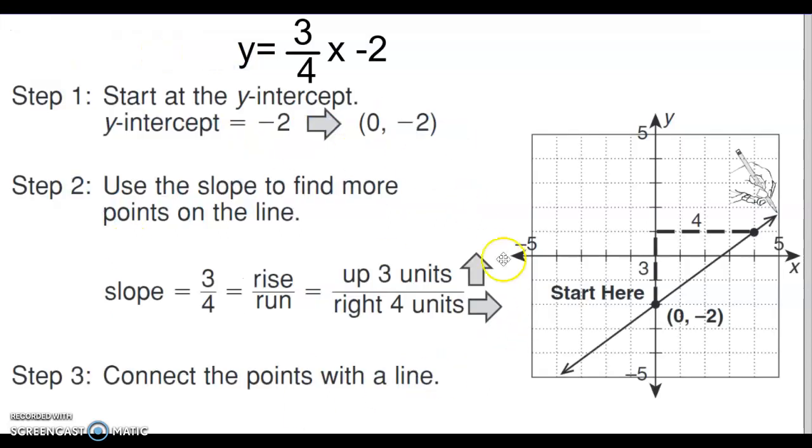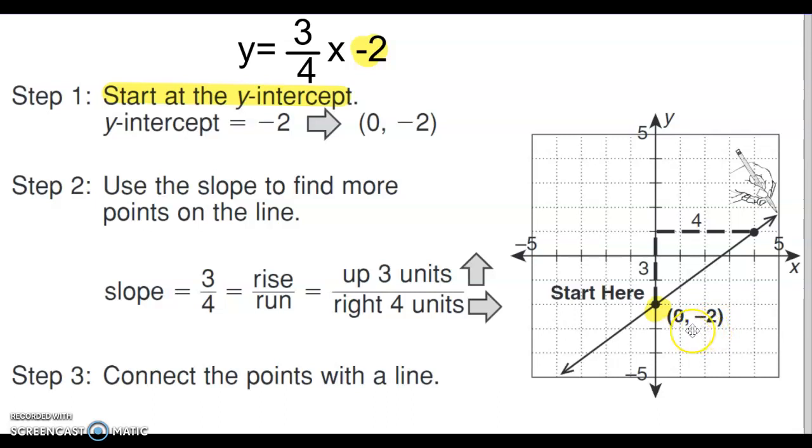Here I've got my first example, where I have y is equal to 3 over 4x minus 2. I have the y-intercept, which is -2, on the end, where that b was, and the slope, which is 3 over 4. The first thing I'm going to do is look at the y-intercept. It's -2. I go to the y-axis and see that it's 0, -2.